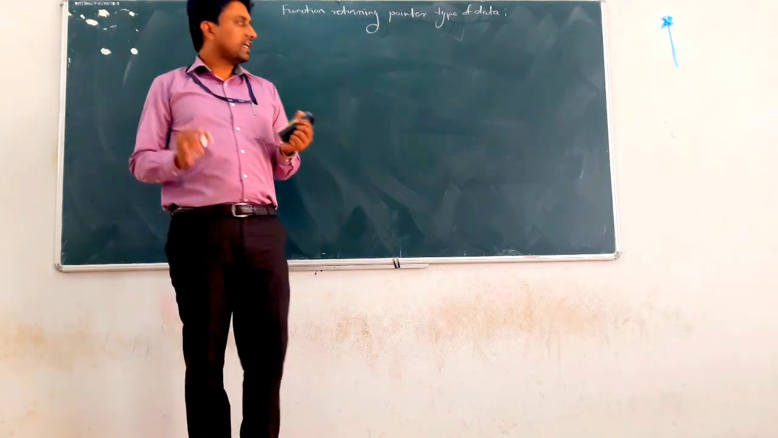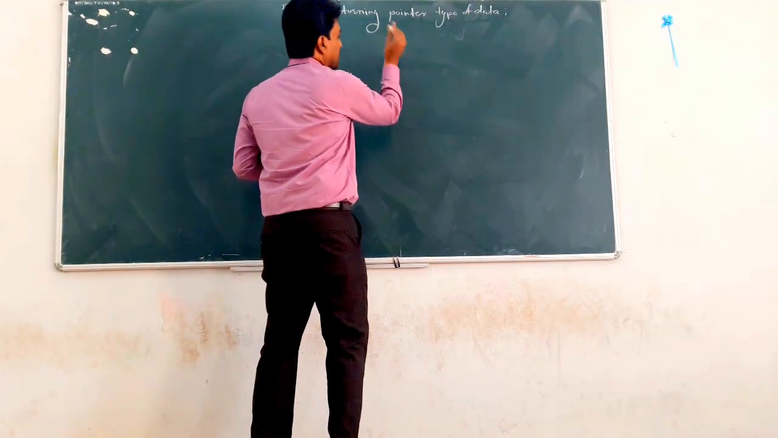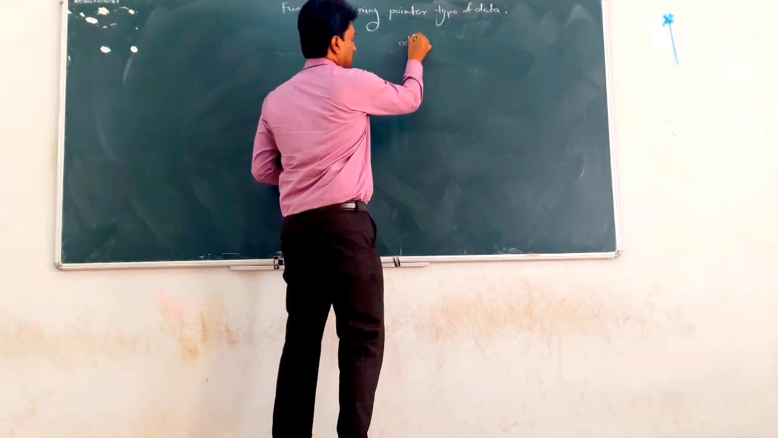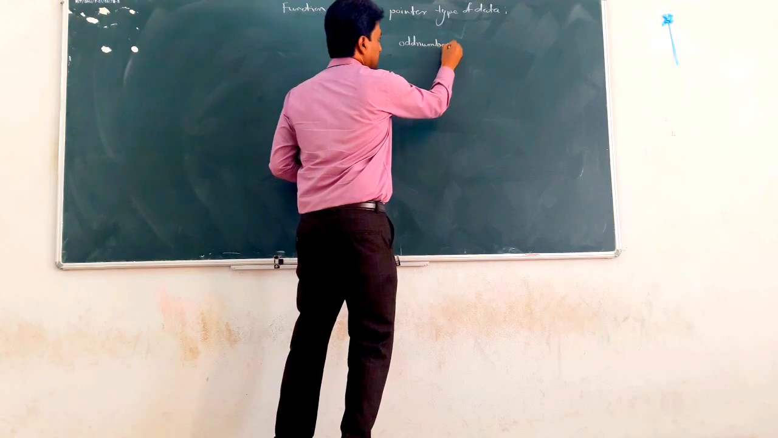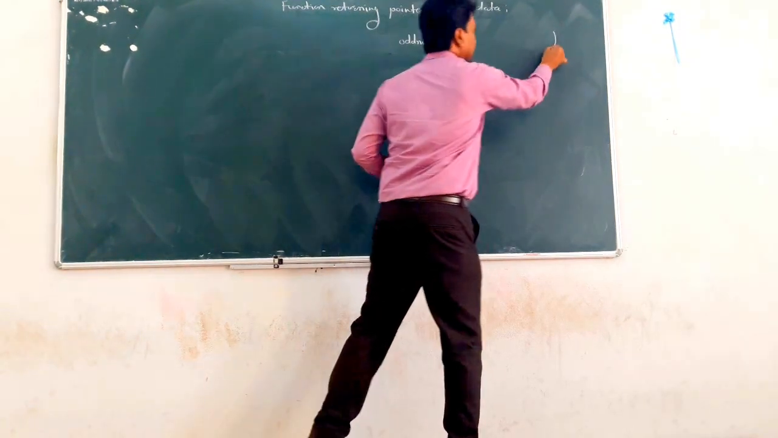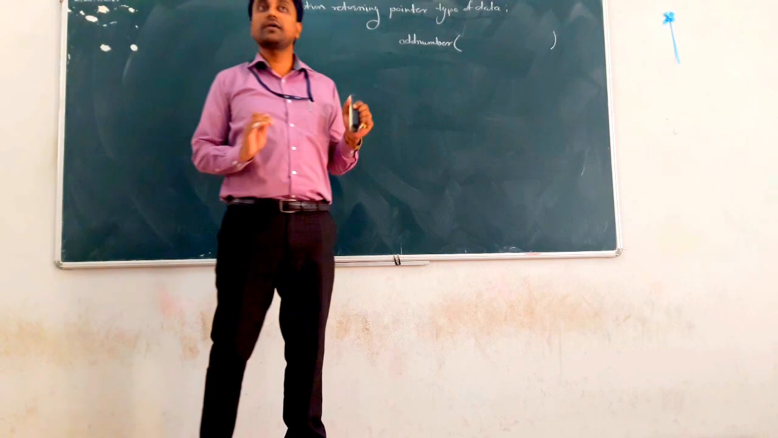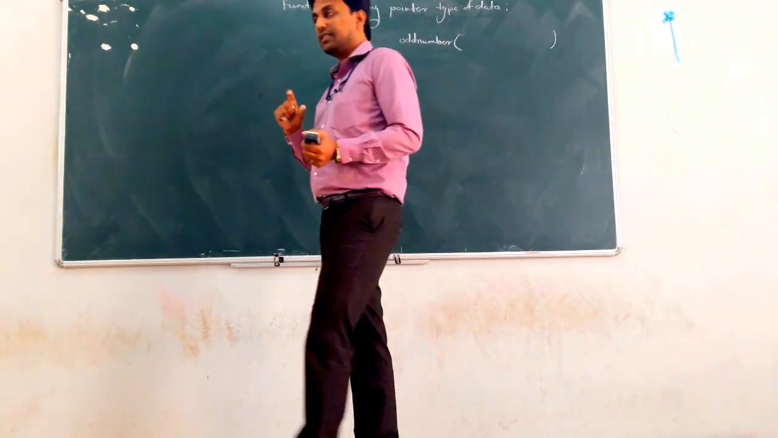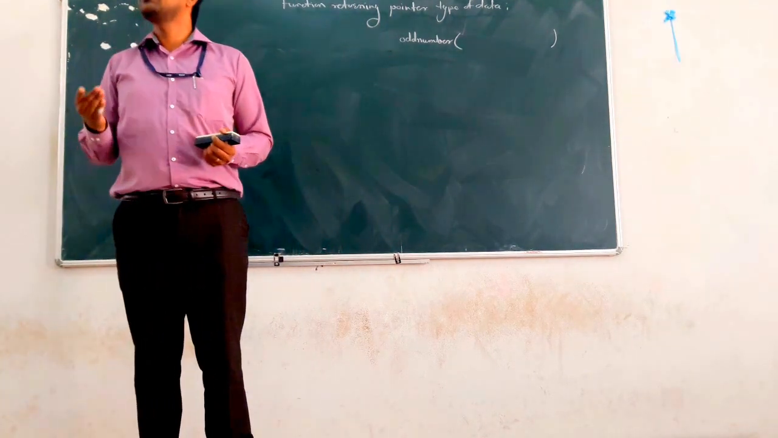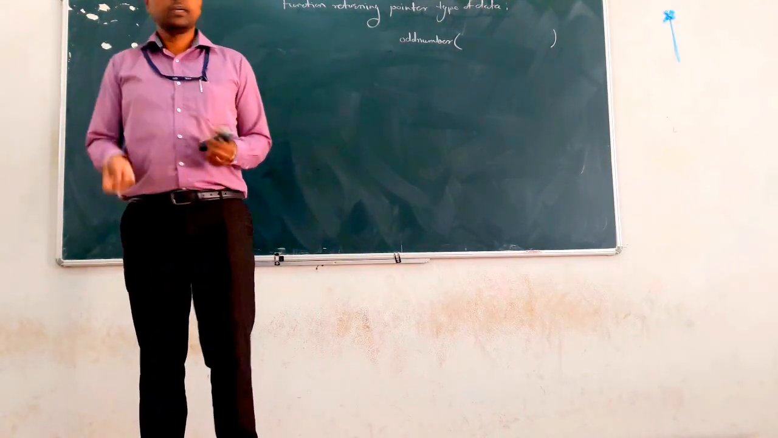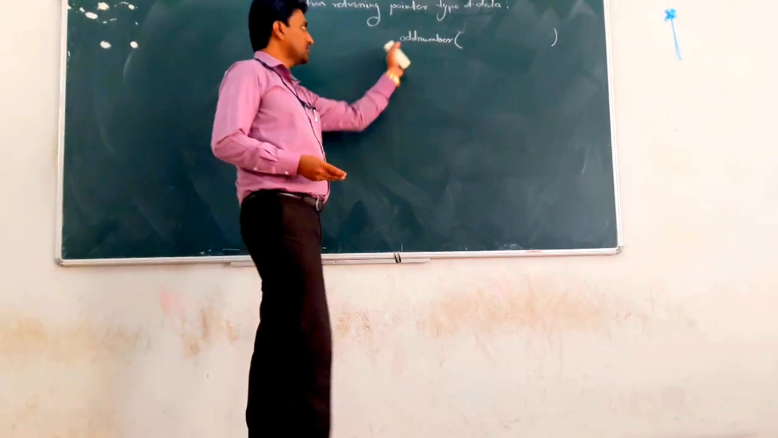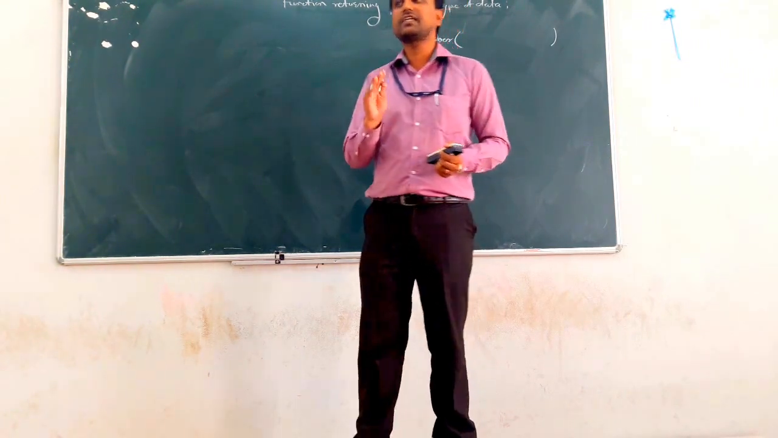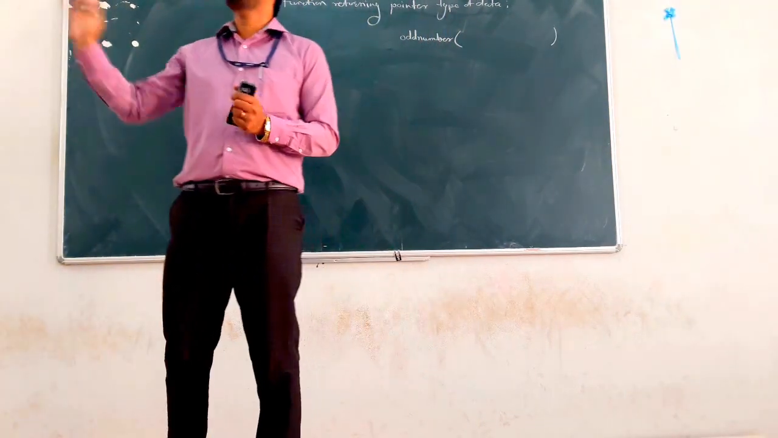For that we can design one function. Suppose the name of the function is odd number. What is its duty or work? That function returns odd numbers. So this is the function odd number. It returns the odd numbers starting from 1, whatever may be the count.